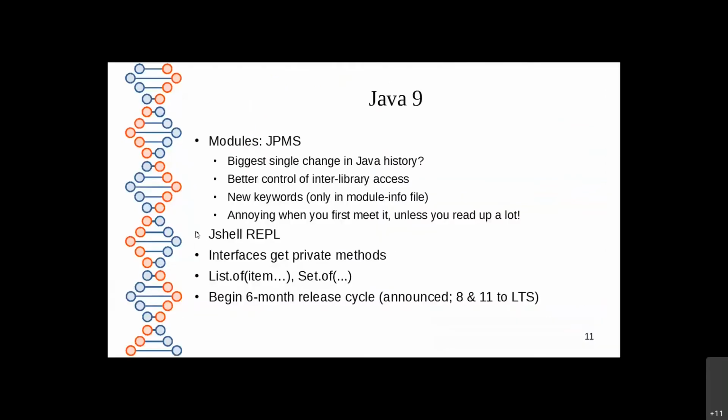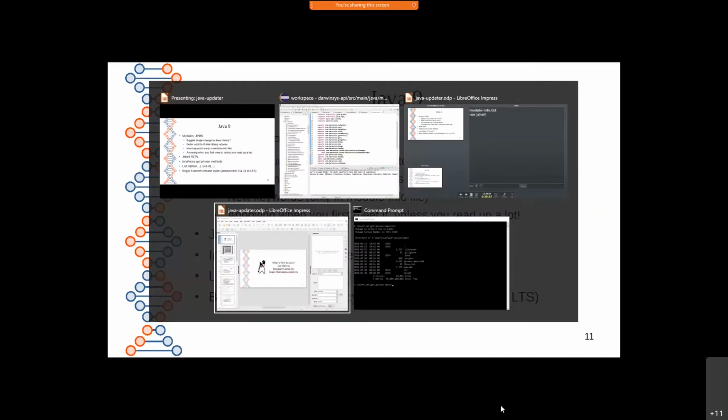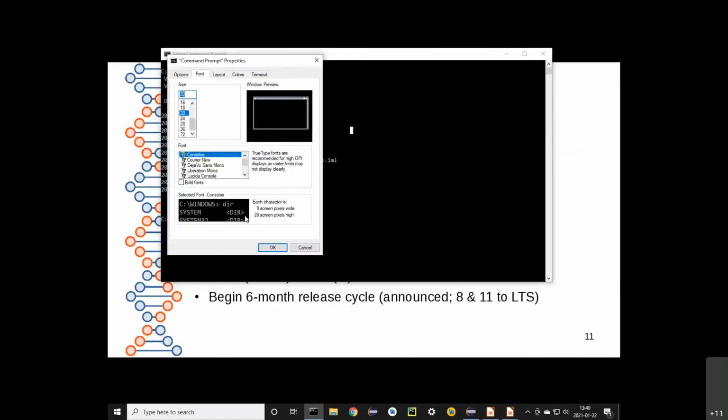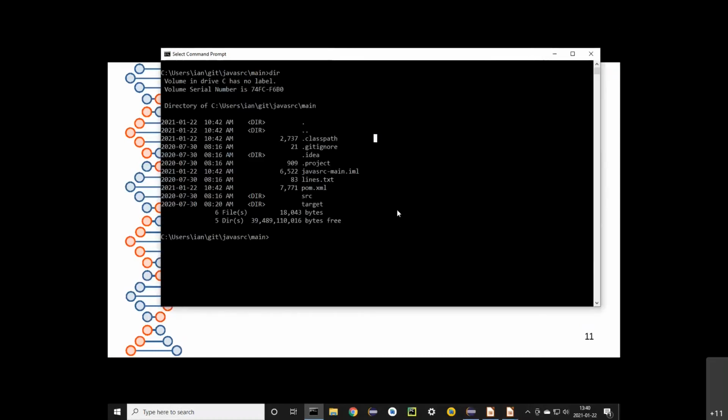the other main part is JShell, which is a REPL, a read, evaluate, print loop program. In other words, a command interpreter. And we can demonstrate that by making that a little bigger so you can see it. And I just type JShell. And now I can just type Java commands at it.